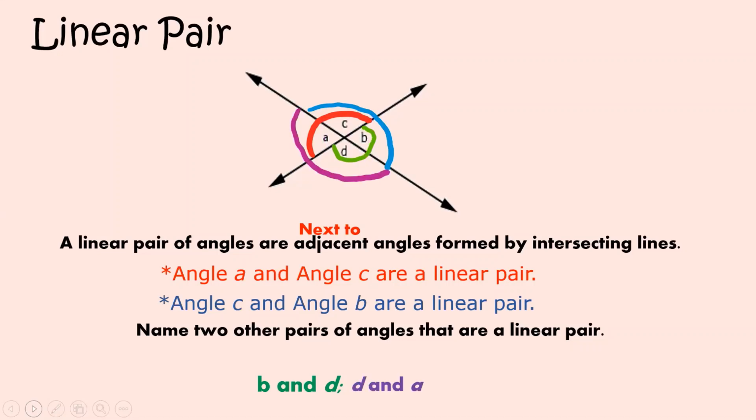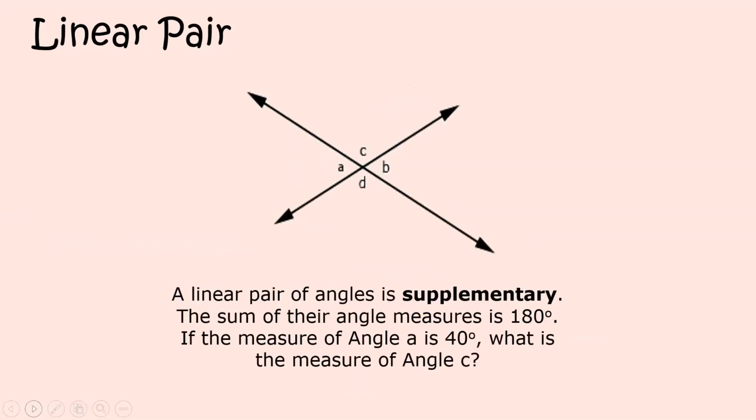Okay. If I create a circle, it will give me 360 degrees, right? If I only take two of those that are adjacent, they're going to equal 180, right? So it doesn't matter which side I'm taking them from, I can make 180. So linear pairs: a linear pair of angles is supplementary. The sum of their angles will equal 180.